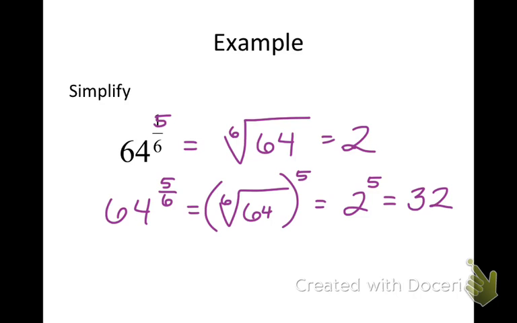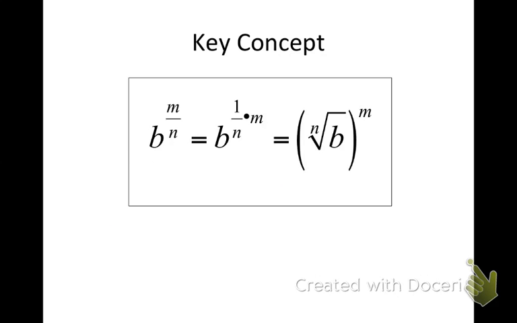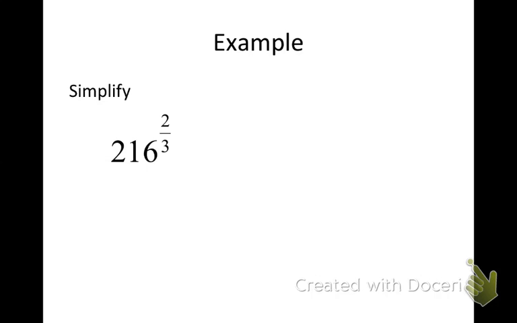Good question. All right, we think we've got a handle on that? So we just did all of this. So 216 to the 2/3. What will that get us?